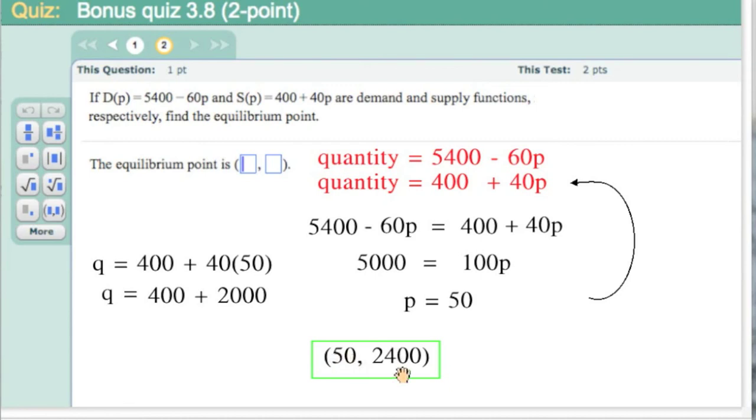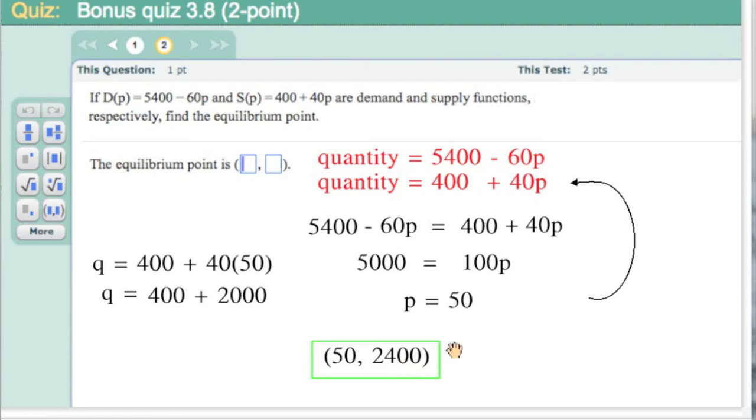Suppliers will be willing to create 2400 of these widgets, and the consumers will be willing to buy 2400. That's what's going on here. But like I said, these are really deep ideas. These are the foundations of our economic system, and it's well worth trying to wrap your head around as opposed to the really crummy job that our textbook did.